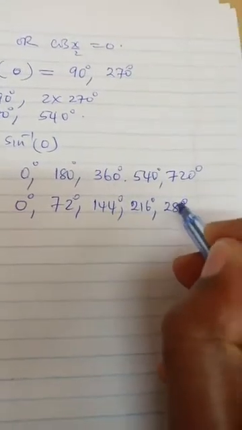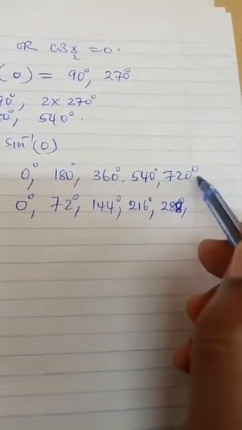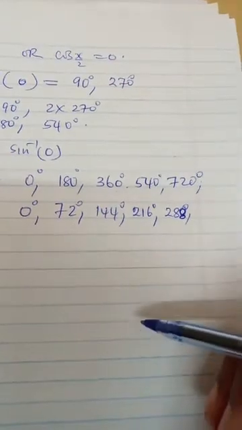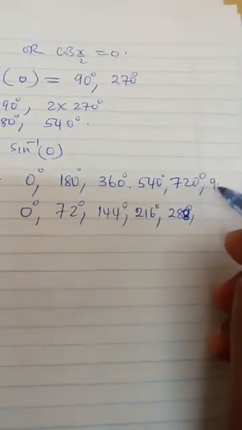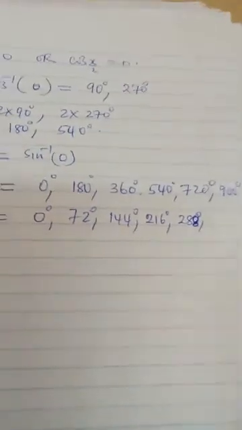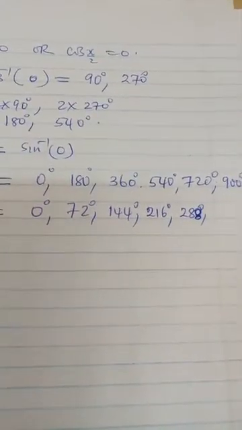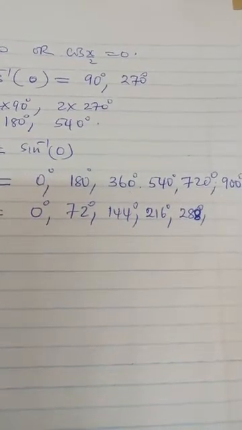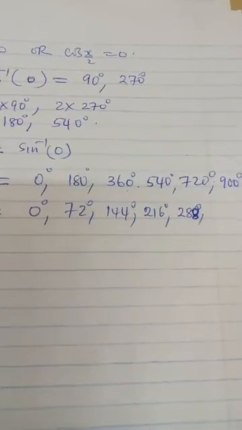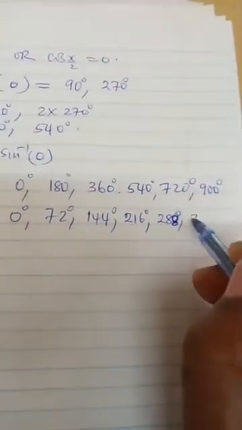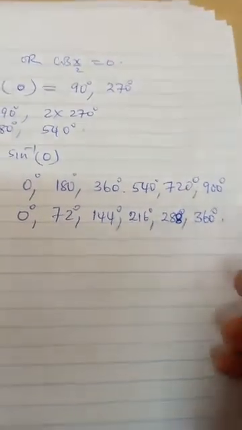We are going to add on another angle here. The next angle will be 900. So 900, we want to see whether it's still in the range. Times 2 divided by 5 will give us 360 degrees sharp.